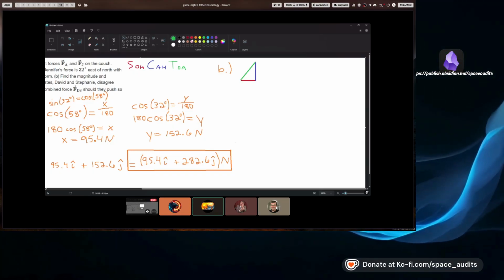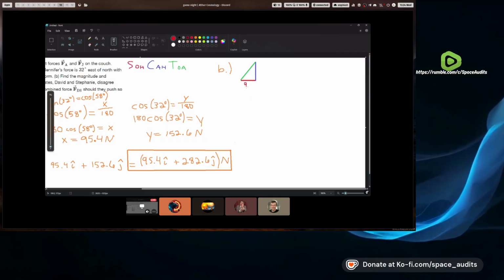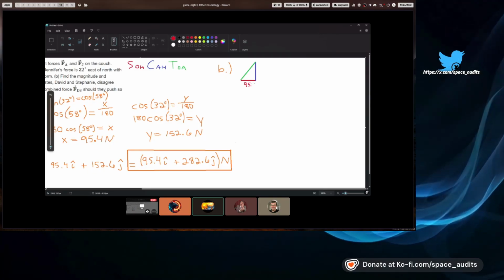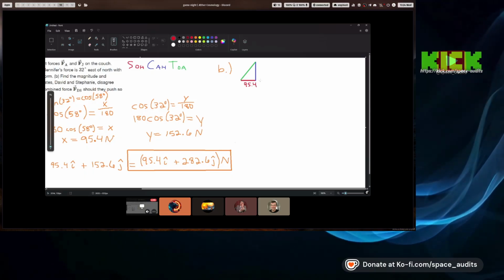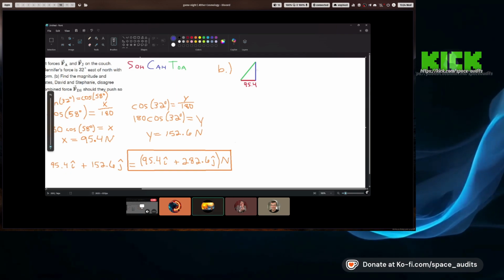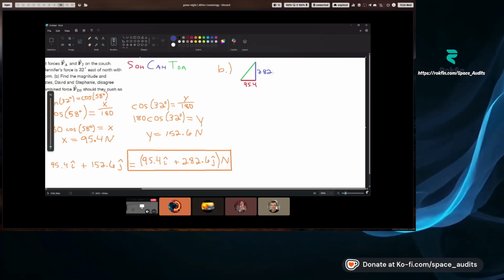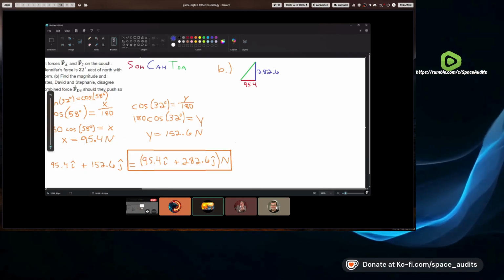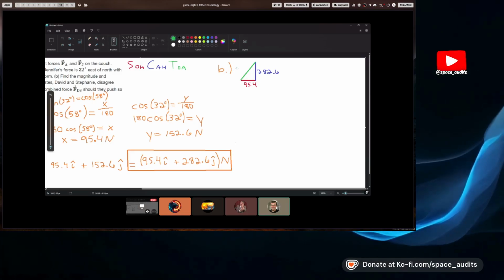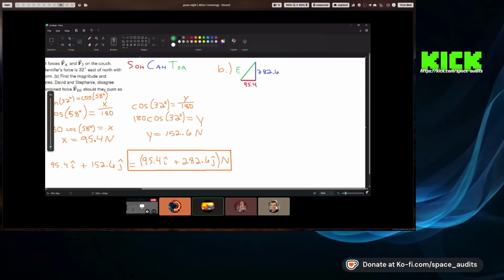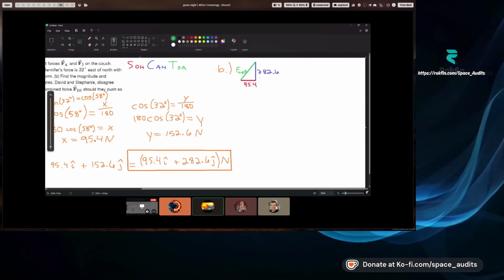So we've got our 95.4 here. We've got our 282.6 here. So we need to find the magnitude and direction of the net force, which is the green line. This is the hypotenuse, F net. So Alan, how would you go about solving F net?